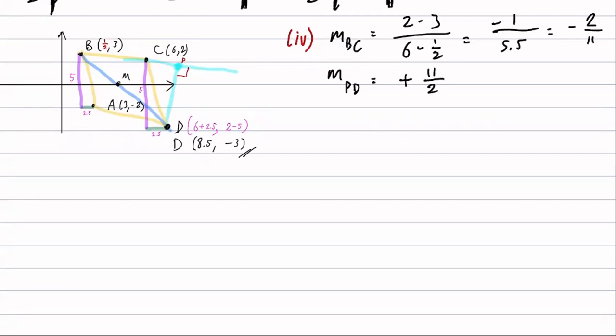So we got the gradient of PD. Now we have the point D as well, so we can find the equation of line PD. This will be y equals mx plus c, so y equals 11 over 2 x plus c.